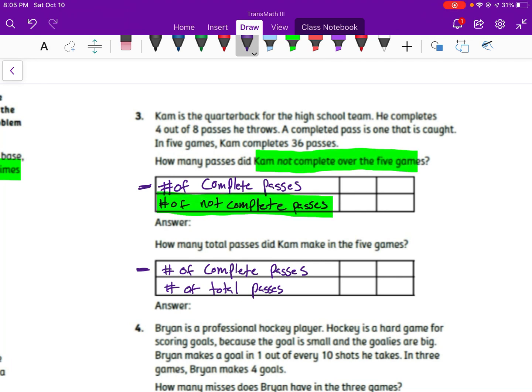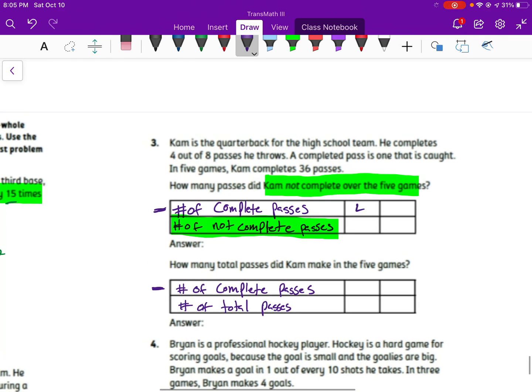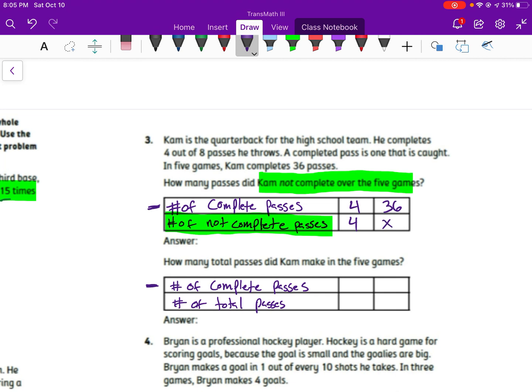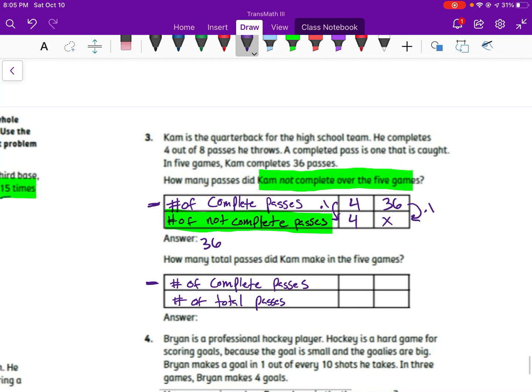Okay, so in this case, number of complete passes, he gets 4 out of 8 passes he throws. Okay, so meaning 4 are missed. Okay, so again, those 2 things should add up to 8, because that's how many throws he passes. All right, so now over the course of the season, he completes 36. And then we don't know how many he does not complete. But if you noticed, using our vertical or horizontal, I'm going to use that vertical, and it's just times 1. So in this case, it's 36 not complete passes.